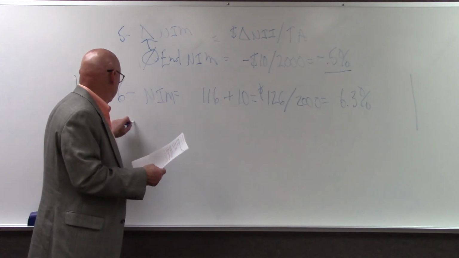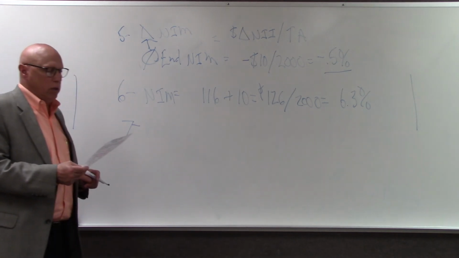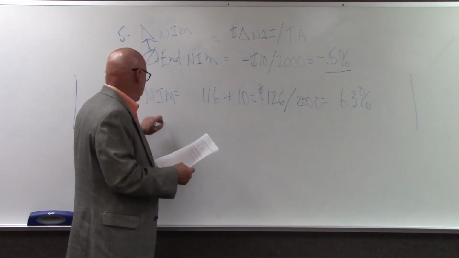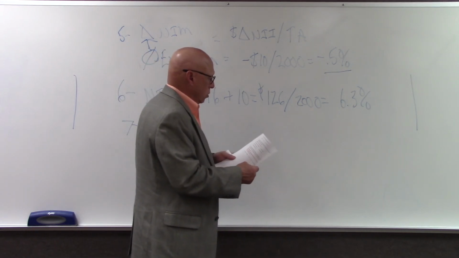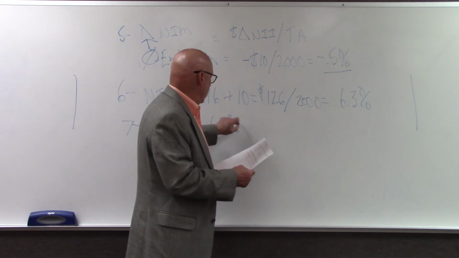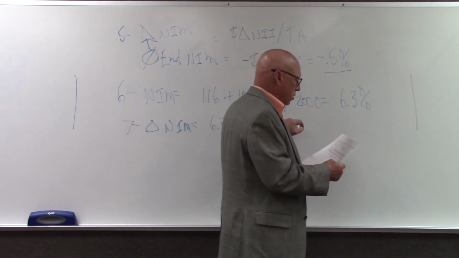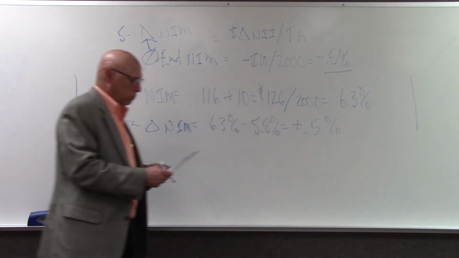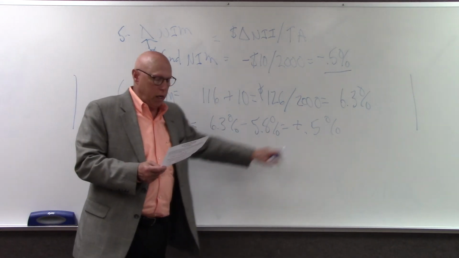Now, question seven. If interest rates on both assets and liabilities fall by 2%, what should happen to the bank's net interest margin? The change in NIM is equal to, we can use this, the 6.3% minus the beginning NIM of 5.8%, and we get a plus 0.5%. That's a different way of doing it. If we know the beginning NIM and the ending NIM, then we can find the change. Okay?